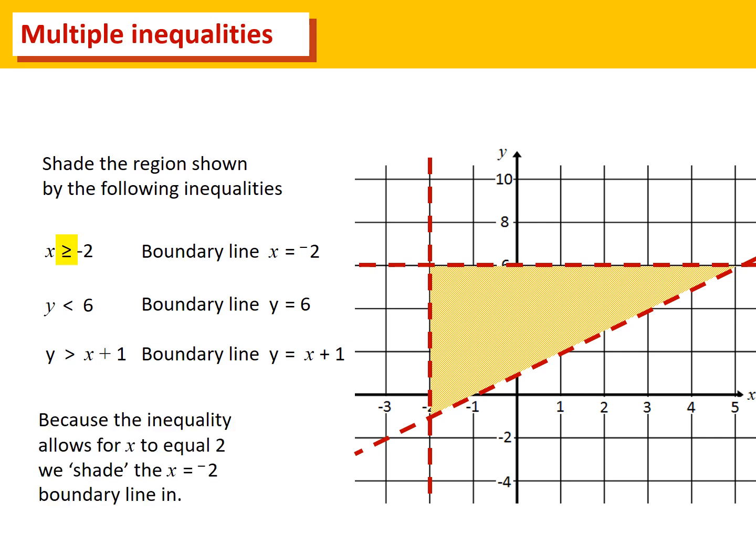And because the inequality allows for x to equal -2, we shade the x equals -2 boundary line in, so that's that vertical bit there of the region. And that's how we trap our region with multiple boundary lines.